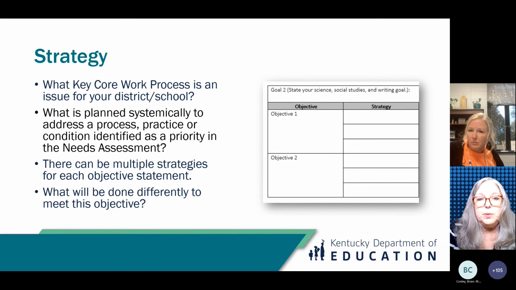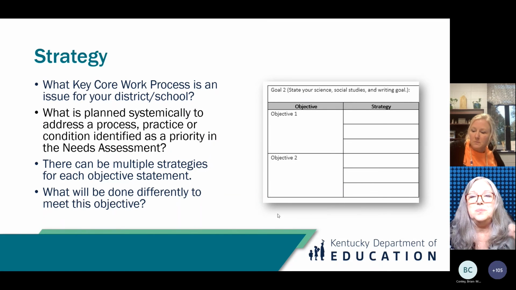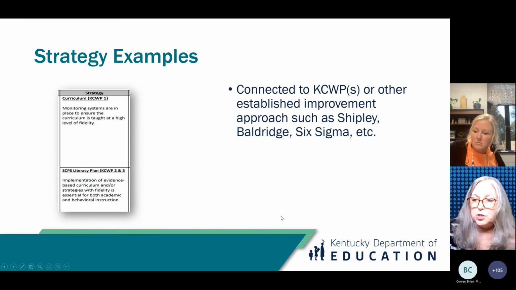And you can have multiple strategies for each objective statement. You can see in the template screenshot here, we have one objective and there's lines for 3 strategies. So you might need 2, you might only need 1, you might need 4, but you can certainly get more than 1. And what will be done differently than what you've been doing in the past? What are you going to do differently?